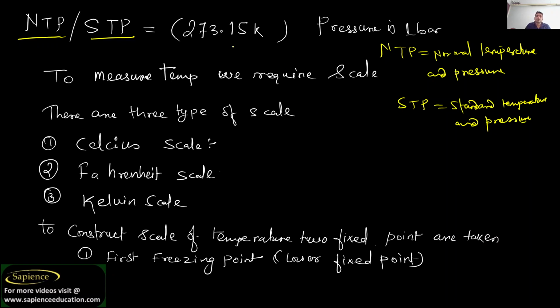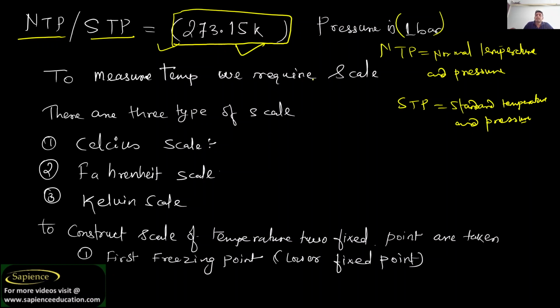So normal temperature pressure or standard temperature pressure is equal to 273.15 Kelvin. Whenever the given condition is STP or NTP, standard temperature pressure or normal temperature pressure, it means that the temperature is equal to 273.15 Kelvin and the pressure we are talking about is 1 bar.